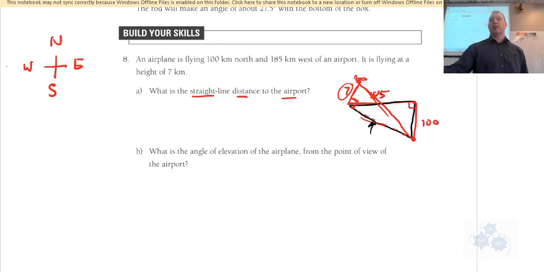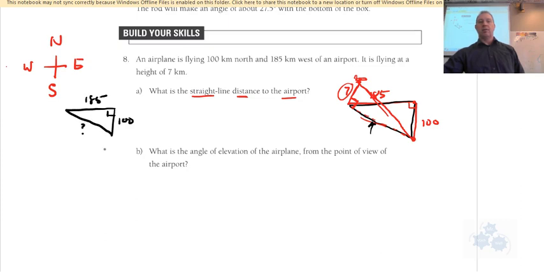And how do I find the third side of a right triangle? Yeah, Pythagorean. So there's 100, there's 185. I'm trying to find this guy. So 100 squared plus 185 squared equals my unknown side squared. If I take the square root of both sides, I get my unknown side.